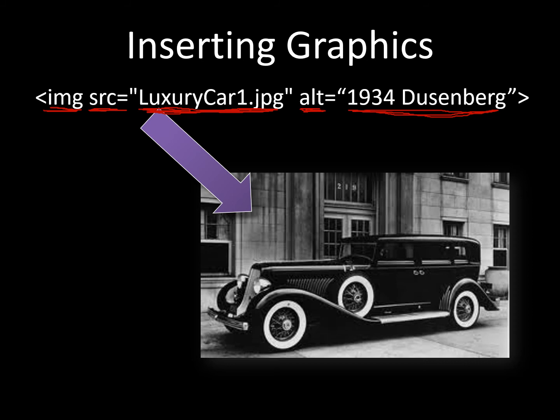So if a user is using something called a screen reader, which is an app that will help them understand what's on a web page, either because they have difficulties understanding it or they can't see the page, this describes the image for them. So it should be a short description of what is seen. So if it's a cat hanging from a tree, you just say cat hanging from tree. Here we have a car image of a 1934 Duesenberg, so that's what the alt text is.